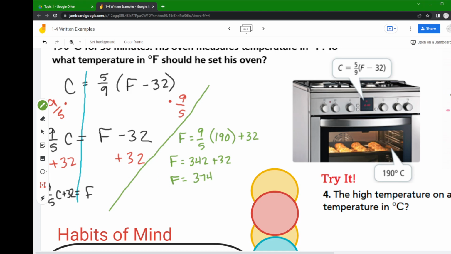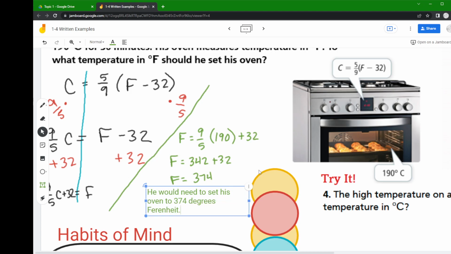Y'all, I'm going to warn you, when you get out there in the real world, I've never had a stove that can go to 374. It would be 375. Don't worry, that 1 degree doesn't really matter. So he would need to set his oven to 374 degrees Fahrenheit.